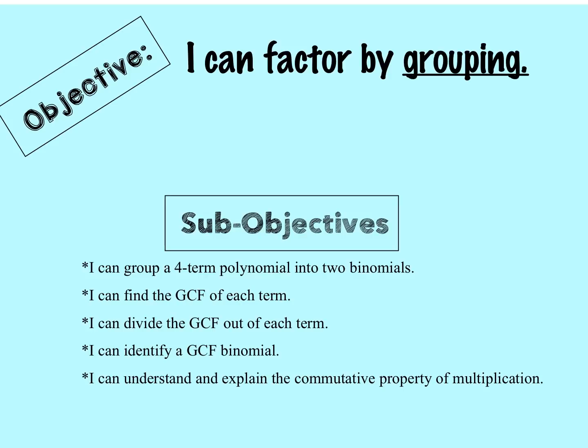All right, we are going to move on to our next step in factoring, and we're going to use a technique called grouping. Within grouping, we're going to have a 4-term polynomial, and we're going to be able to group it into 2 binomials. We're going to find the GCF of each term, which we know how to do. We also know how to divide out the GCF, and then we're going to take that next step, find the GCF binomial, and then understand and explain the commutative property of multiplication in this lesson.